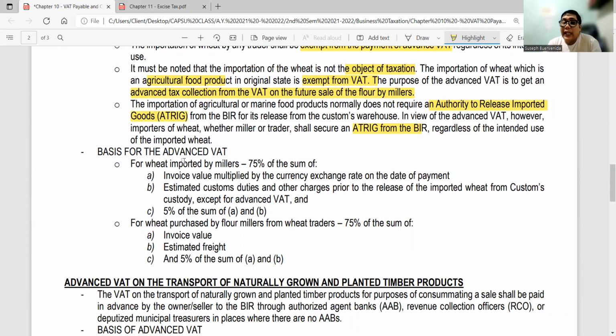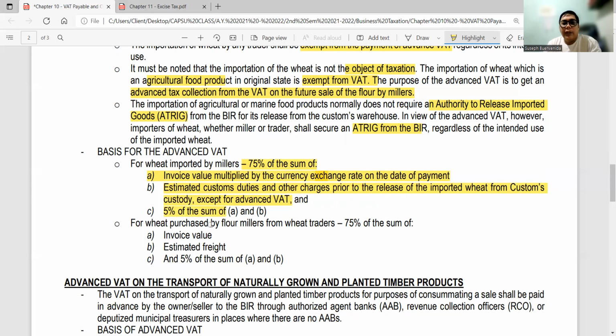What is the basis, what is the tax base, for wheat imported by millers? 70% of the sum of, number 1, invoice value multiplied by the current exchange rate, because mostly imported goods are paid in foreign money. So we need to value that at the current currency exchange rate on the date of payment. Next, estimated customs duties and other charges before the release, and 5% of the sum of.